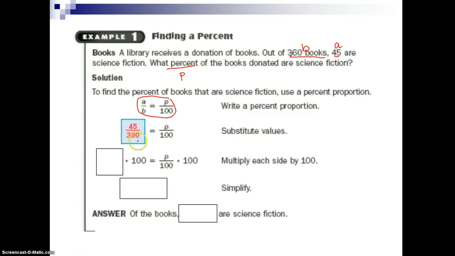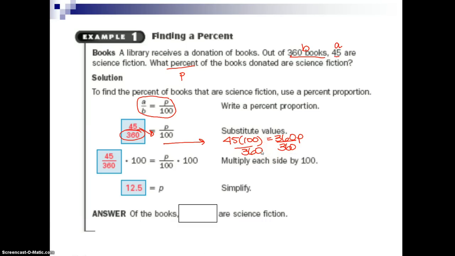Now that we have our proportion, we can multiply 45 times 100, and the way they do it is they multiply by 100, but I'm actually going to do it differently. I'm going to do it over here. 45 times 100, and then divide by 360. Remember, we multiply the diagonals, divide by the leftover number, because essentially you are setting it equal to 360 times P, and that is dividing by 360 on both sides. Your answer is 12.5. Of the books, about 12.5% are science fiction. Because that is your P, you just put the percent sign indicating it's a percentage.